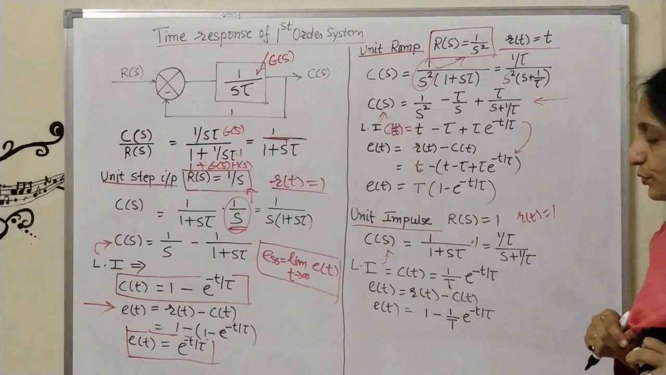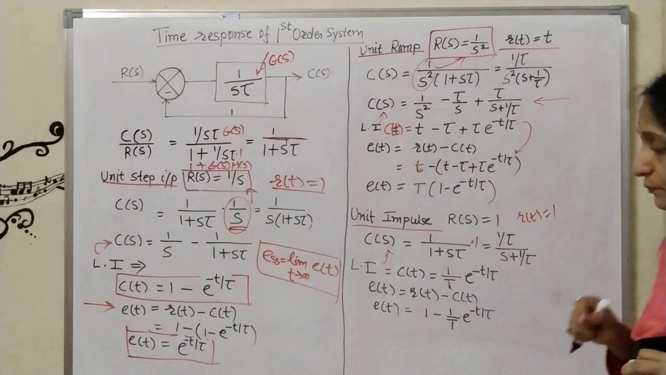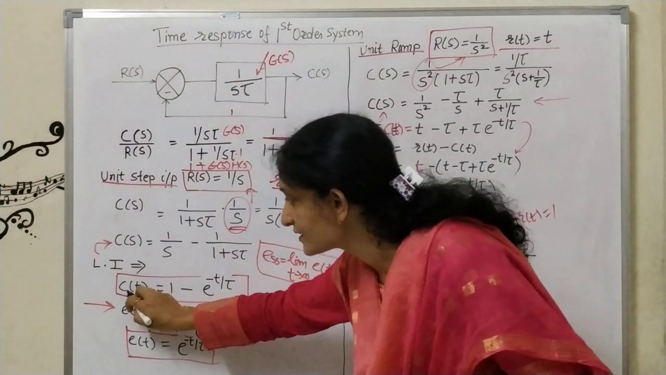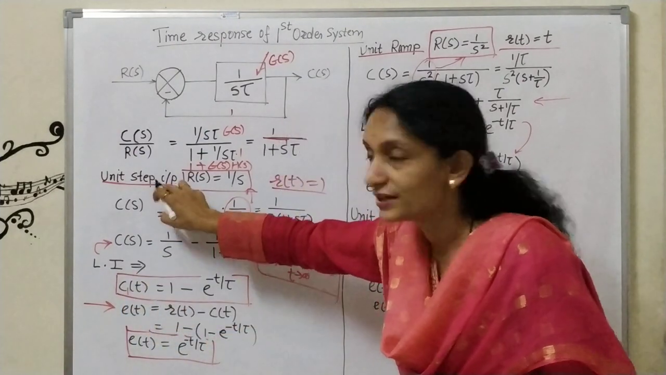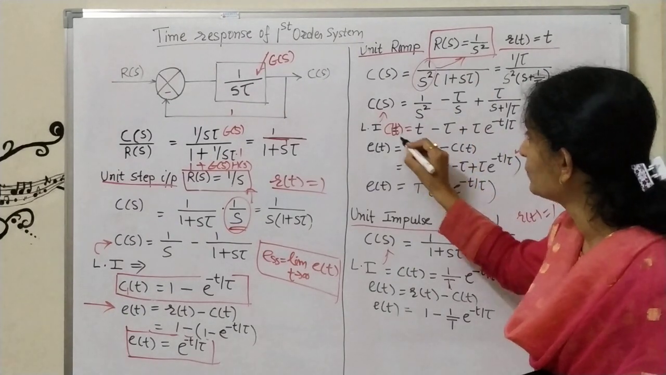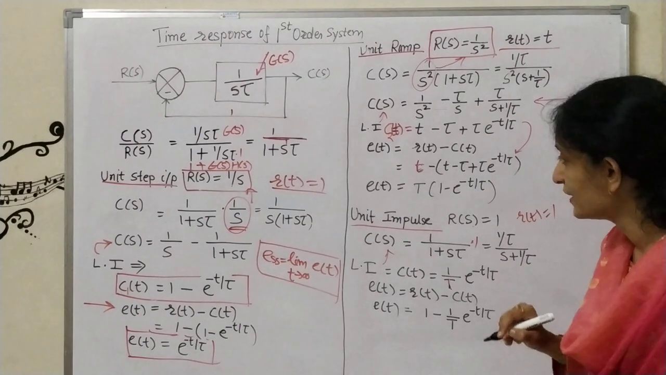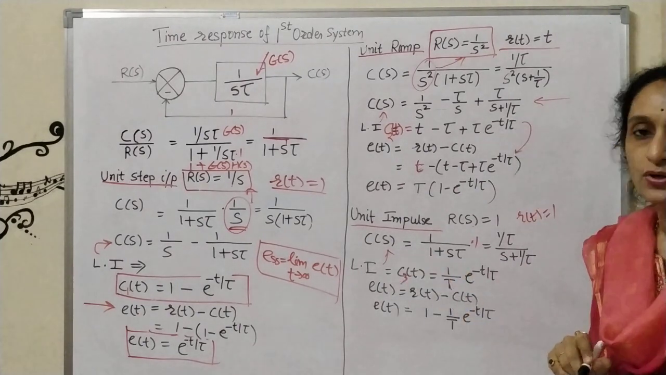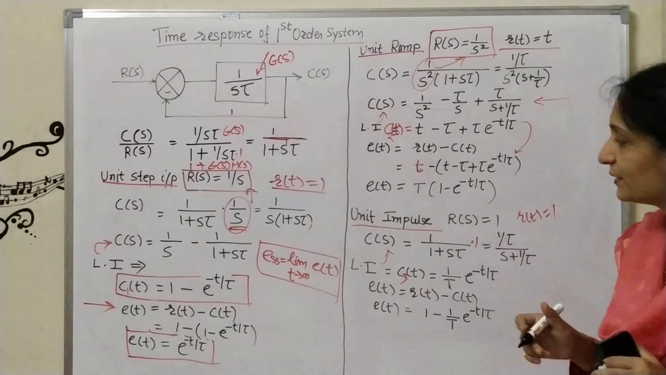Okay, I will tell you one more thing, that is called the time invariant property. What is that property? Suppose I am writing here c of t as c1. This c1 is nothing but for unit step. Okay, so next for unit ramp I have calculated c of t, so I am writing here c2 of t, and the last one is for the impulse, so I will write here c3 of t. Okay, so just now I told you that that is the time invariant property.